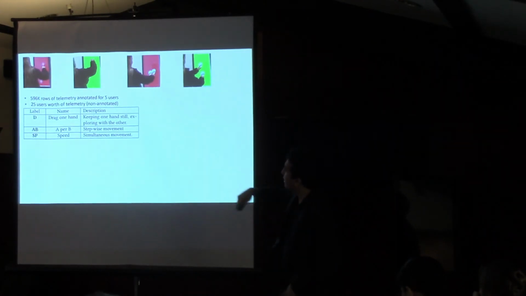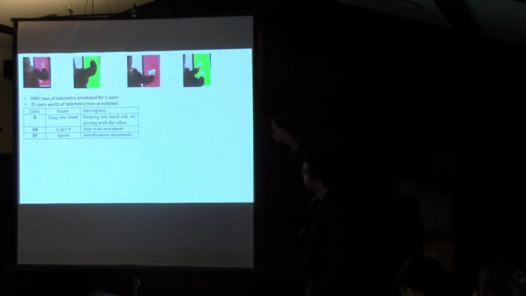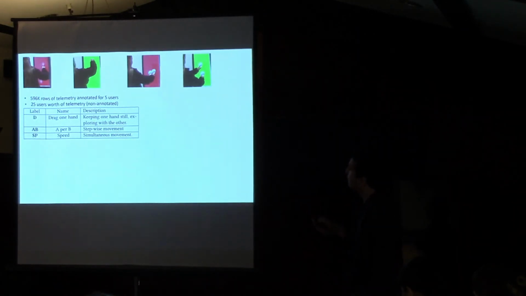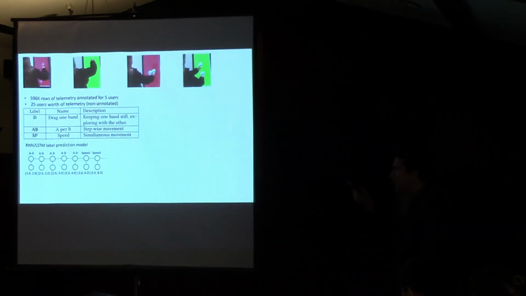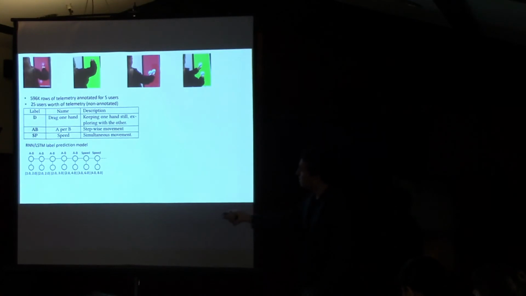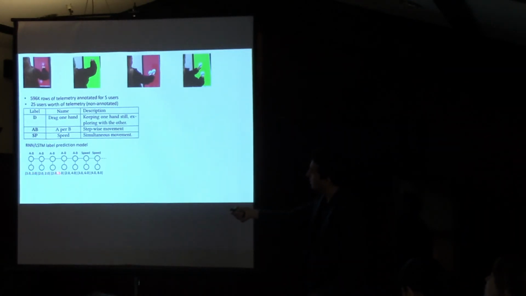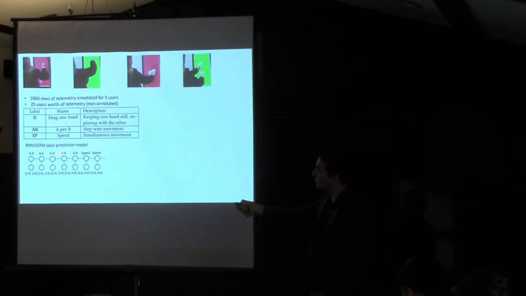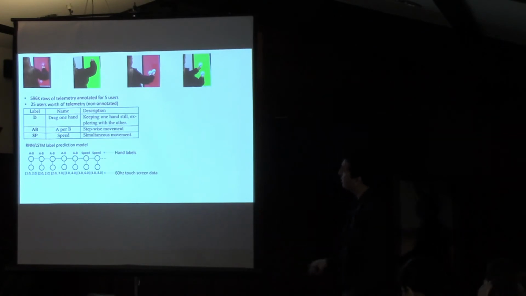But here are those strategies. There's also D, which is drag with one hand, keeping one hand still, exploring with the other. And again, we use the RNN methodology here, where we have the 60 hertz left finger, right finger data. And then at every time slice, so every one of those 60 hertz, we're predicting that label that the expert gave. So those are the hand labels.